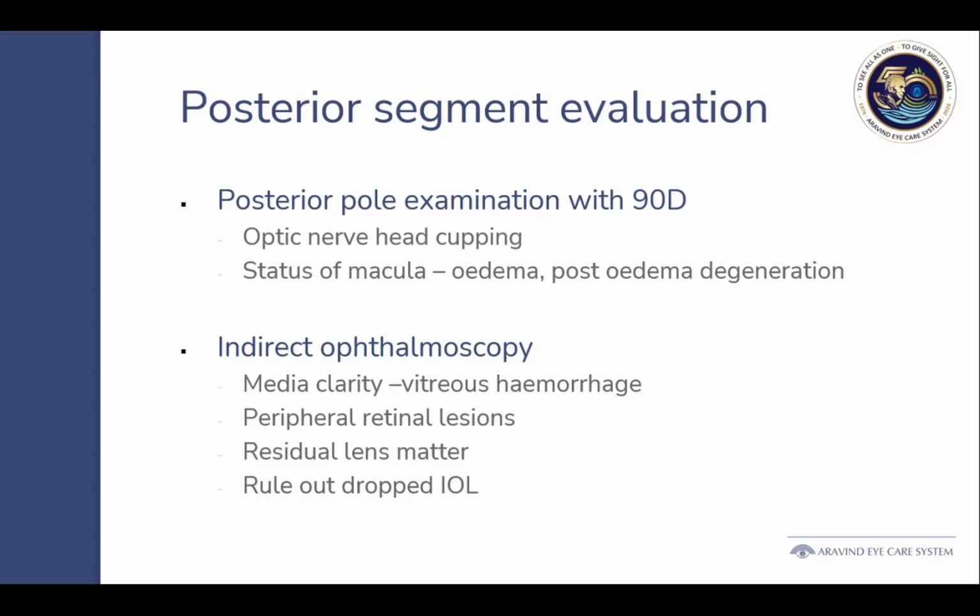The posterior pole examination should be done with a 90D, especially paying attention to the macula and the optic disc. In indirect ophthalmoscopy, we have to check for the media clarity. So there can be a seeping of blood into the vitreous, like you saw in some of these cases. And peripheral retinal lesions, which need to be treated, and time given before you plan your secondary IOL. Residual lens matter is possible. And always do an indirect ophthalmoscopy to rule out a dropped IOL.